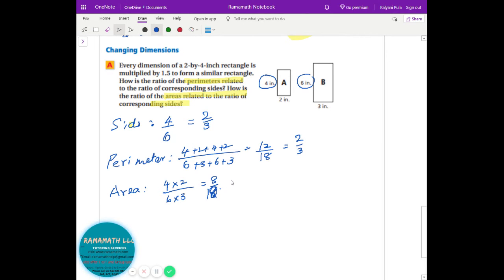Now, if I want to reduce this one, I can get 2 times 4 and 2 times 9. But now their ratios are not the same. Or I can write it as (2/3) squared, because 2 squared is 4, 3 squared is 9. Okay? So the areas' ratio is the square of whatever the sides' ratio is. We square them, then we get the areas' ratio.